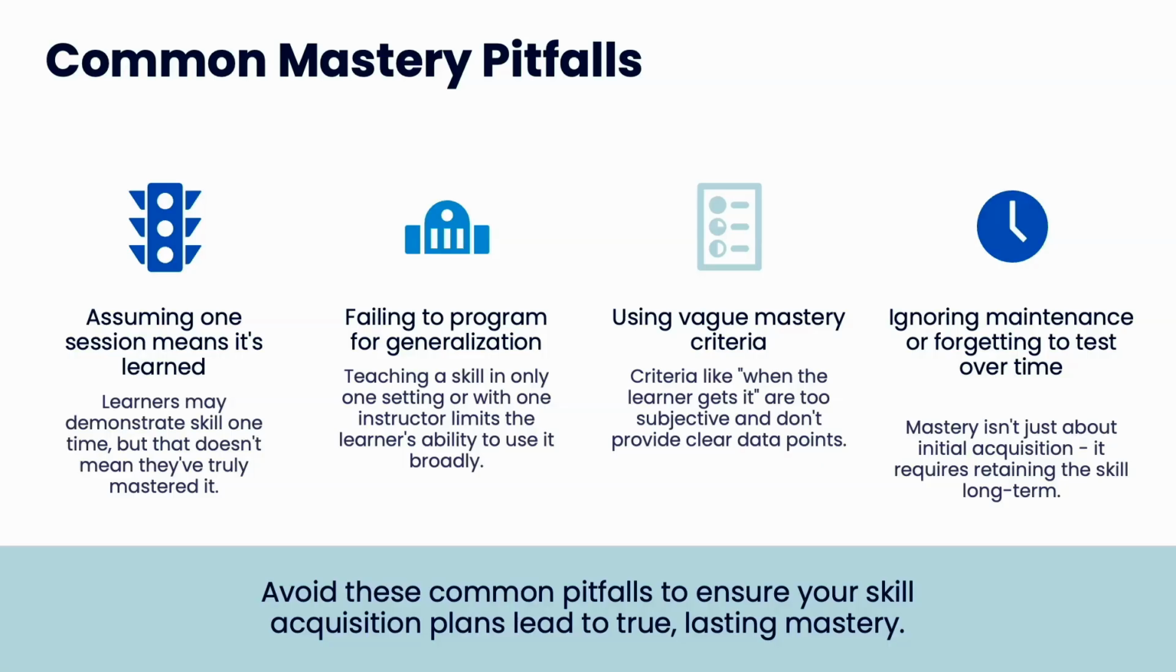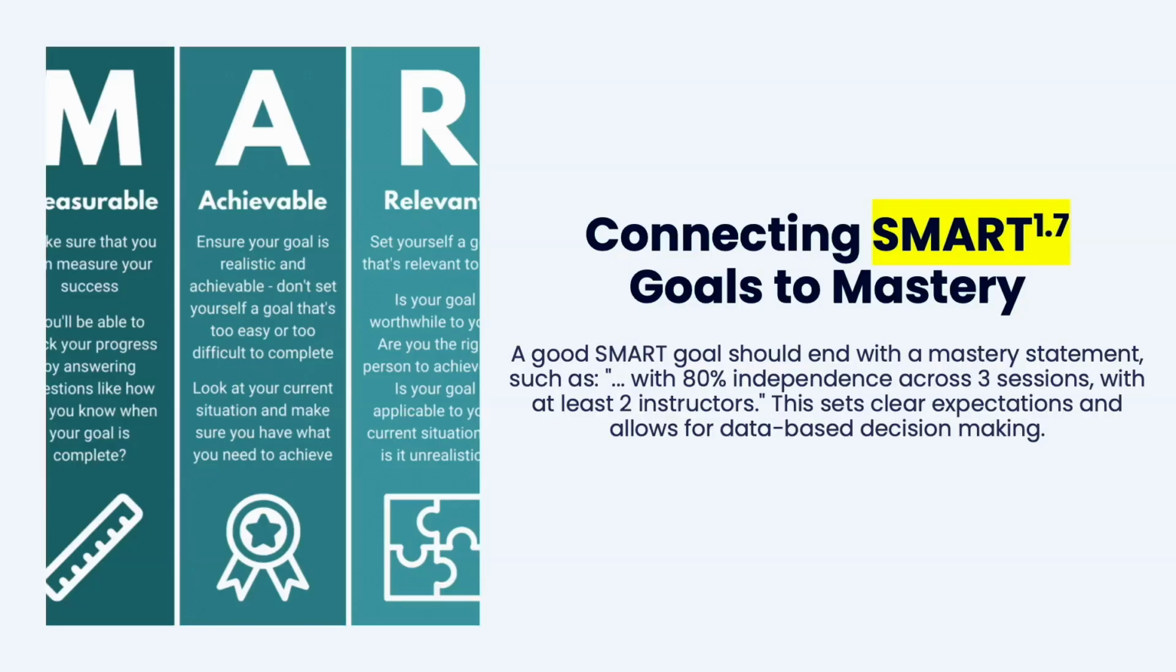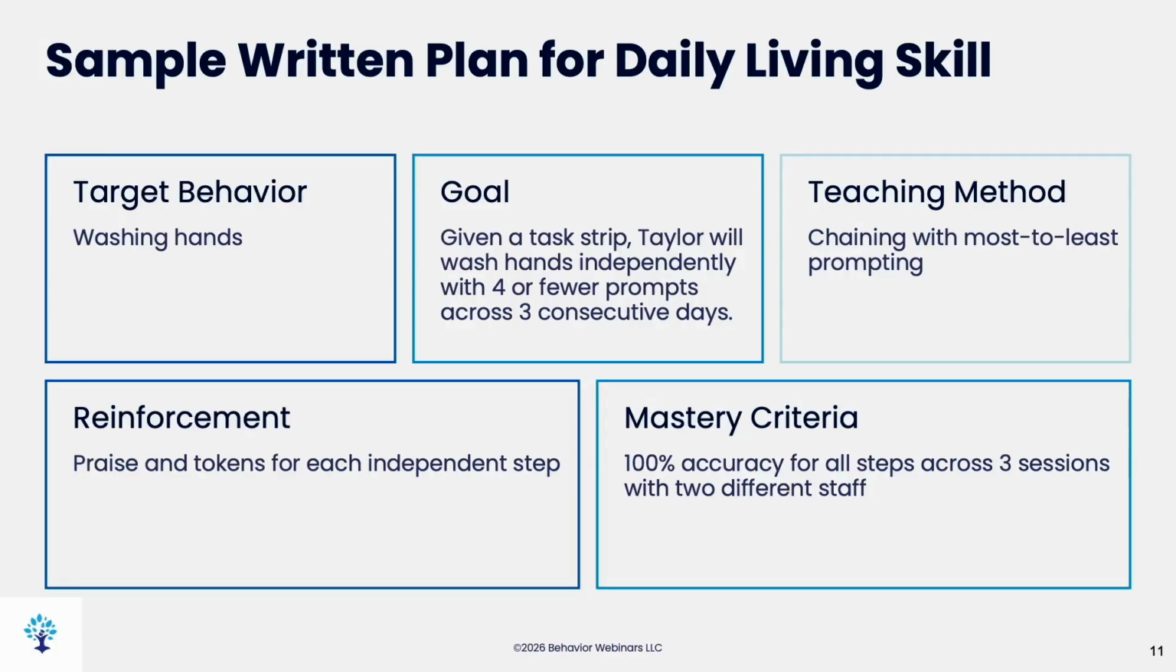Ignoring maintenance or forgetting to test over time is also a pitfall. A good SMART goal should end with a mastery statement, like 80% independence across 3 sessions with at least 2 instructors. This sets really clear expectations and it will help your data-based decision making.